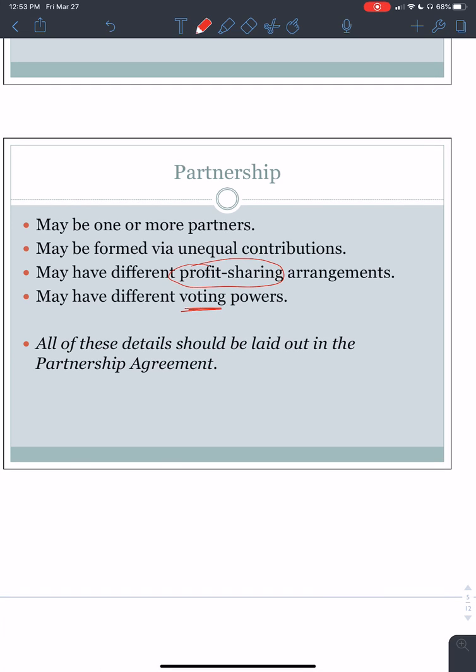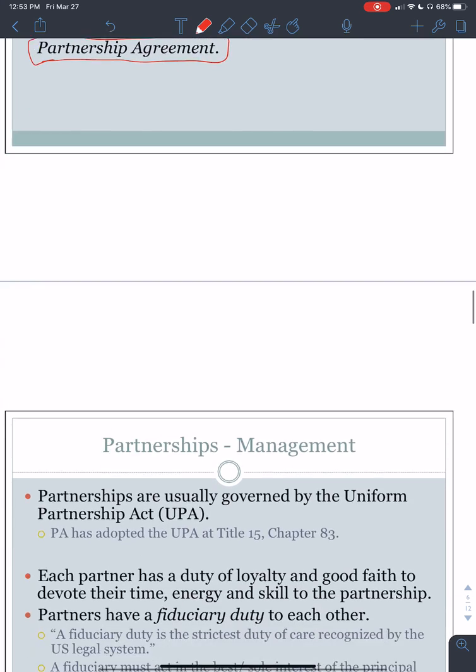And same thing with voting, right? Maybe the person who put in 50% of the capital gets 2 shares, or the ability to cast 2 votes. Okay. Most of the time, these details are laid out in partnership agreements that lawyers help draft. Maybe some of you one day.